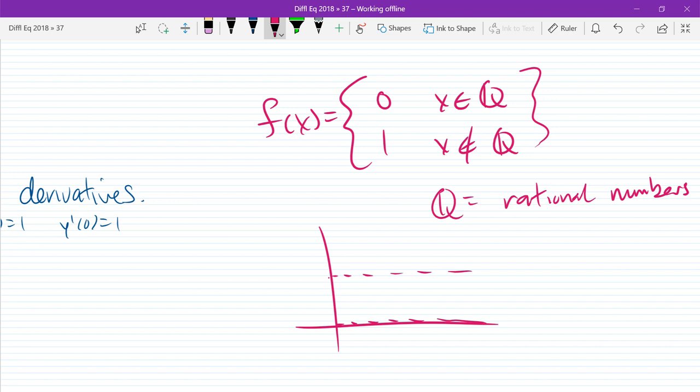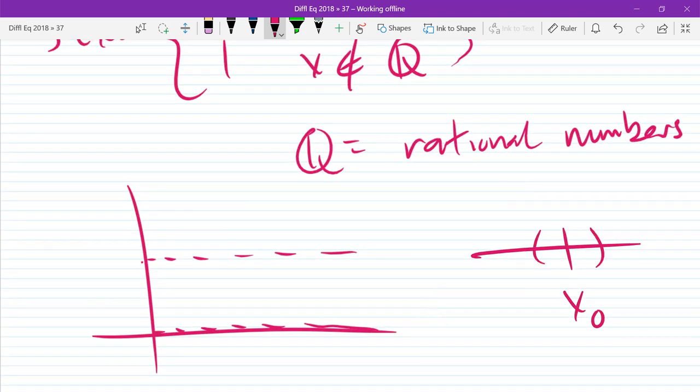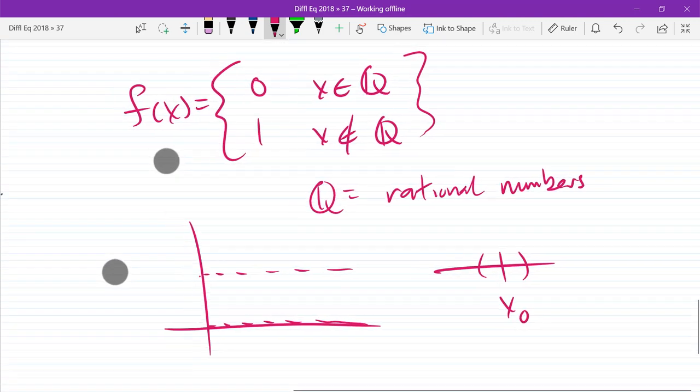No matter what x value you choose, like x naught, if you have any interval, there'll be at least one rational number and one irrational number inside that interval, no matter how small you make it. Which means there'll be a y value of 1 and 0 in that interval. So no matter how small I make it, I get 0 and 1 in there. I'll never get close to either of those two values. So it's kind of like the ultimate bad step function.